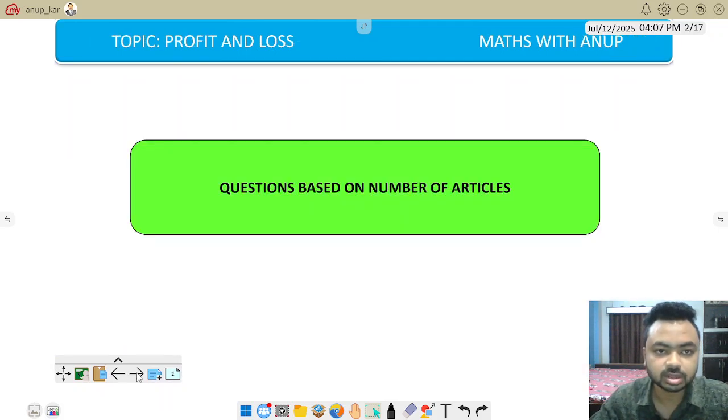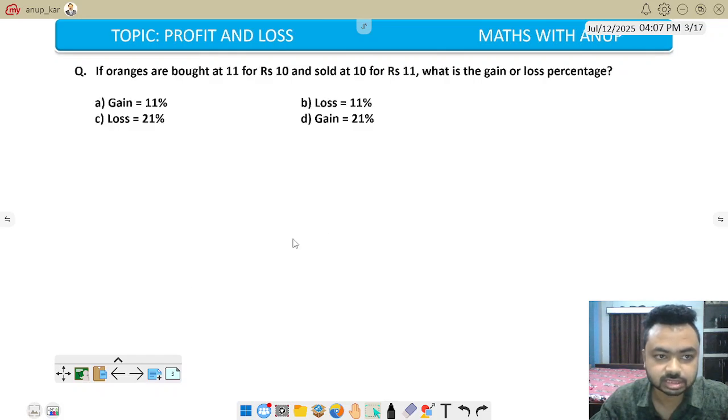Okay, so I am going to take a few problems related to profit and loss. The first question is based on the number of articles. Let's see the questions one by one. The first question states that if oranges are bought at 11 for rupees 10 and sold at 10 for rupees 11, what is the gain or loss percentage?